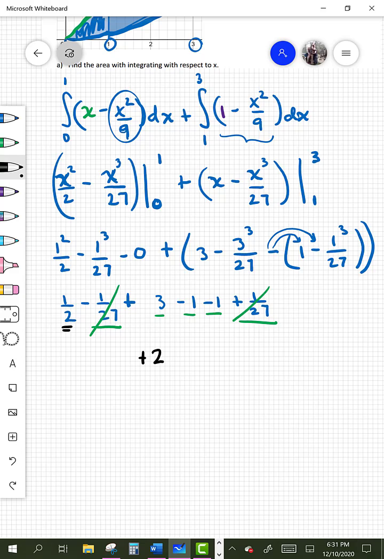And then I have plus 1/2, so 1/2 plus 2. So this gives me back, I think I might just check real quick. I knew something was off. So 3 minus 1 is 2, minus 1 is 1, not 2 right here. So it should be 1. So this is equal to 1.5 or 3/2.